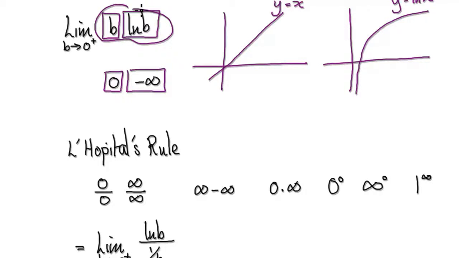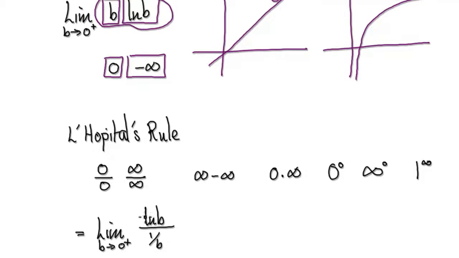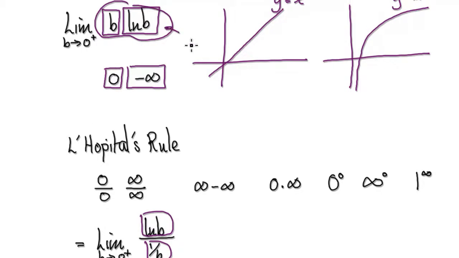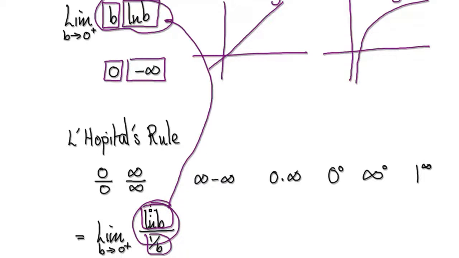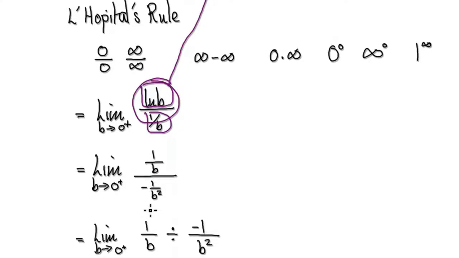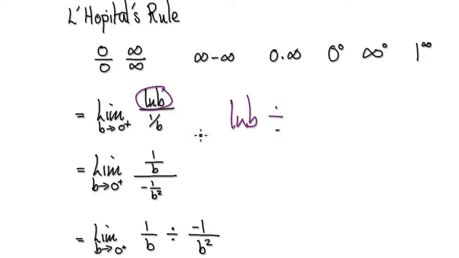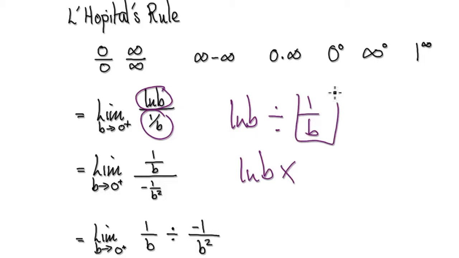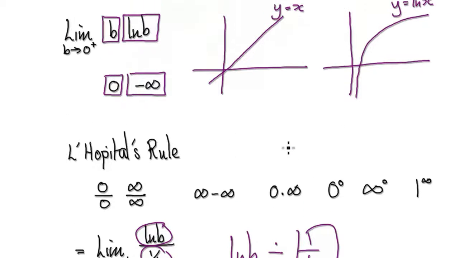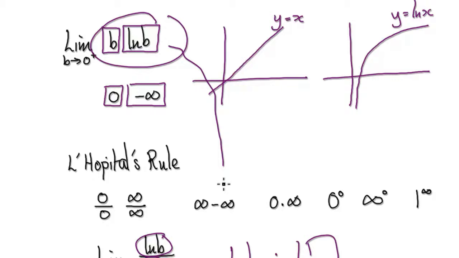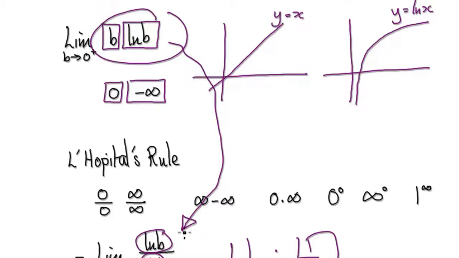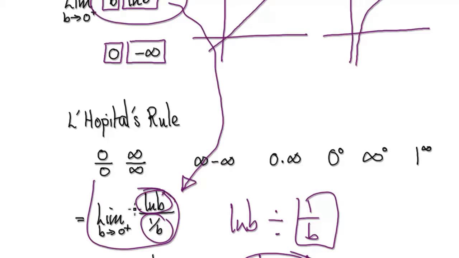We would rewrite this thing here as natural log of b divided by 1 over b. These two are exactly the same, just written differently, because natural log of b divided by 1 over b is the same as multiplying by the reciprocal of 1 over b, which is b. So this is merely a trick in order to work out the limit, and we would rewrite it as this.